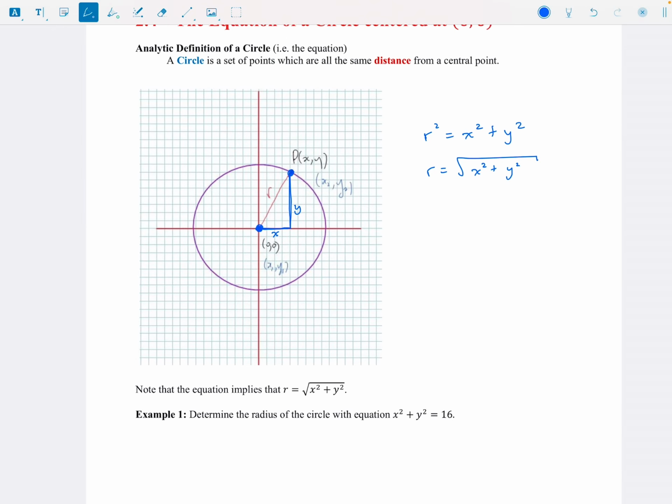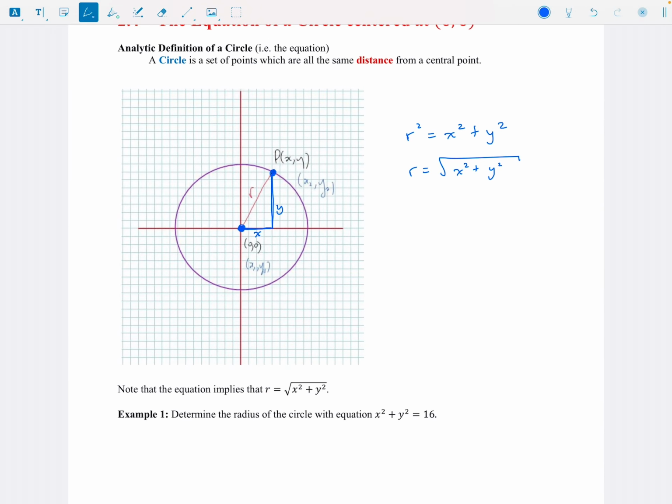So this is the formula for a circle with center 0, 0.